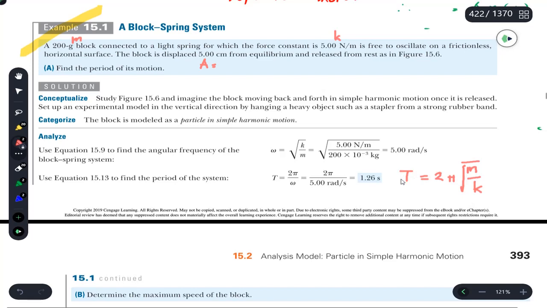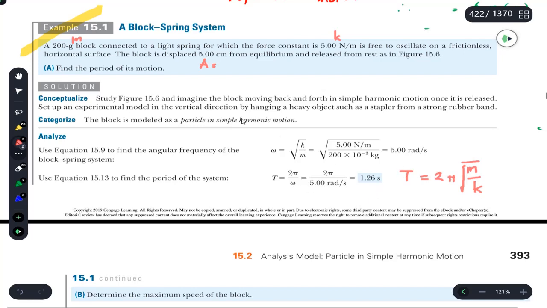Observe that there is no amplitude A in this equation. So you will find after this that amplitude does not influence the T. It comes purely from the mass and also the k value. So that's how they substitute.